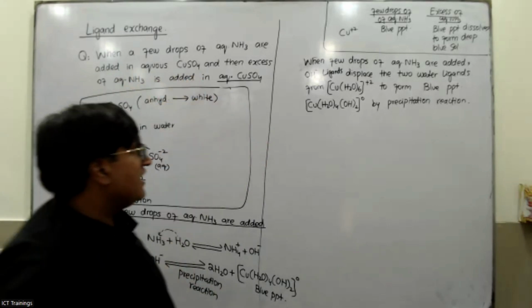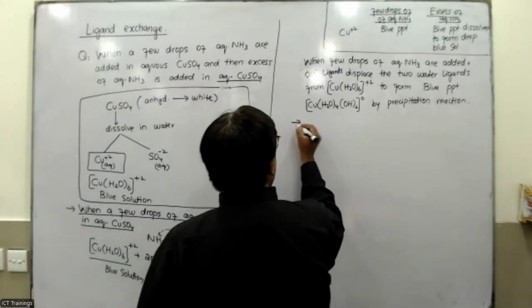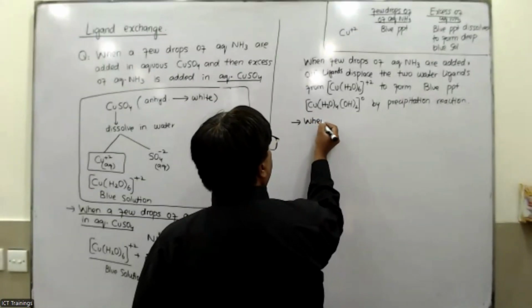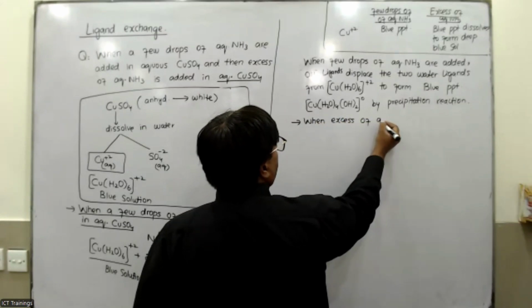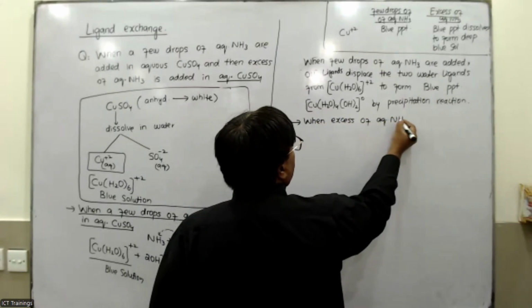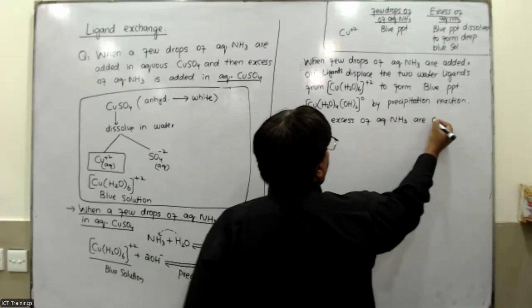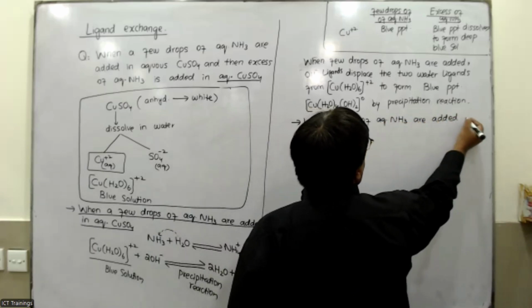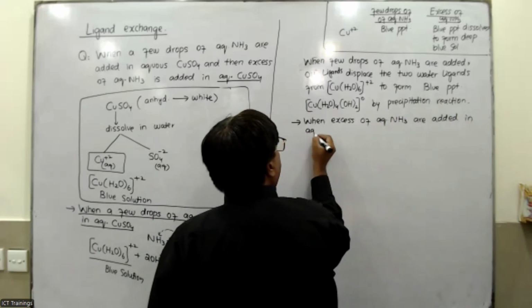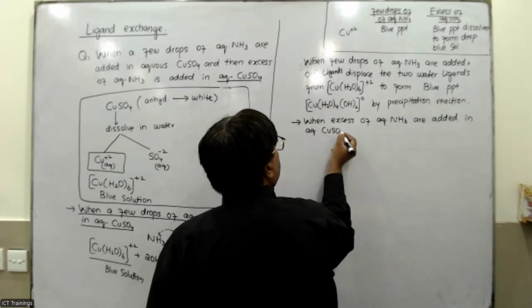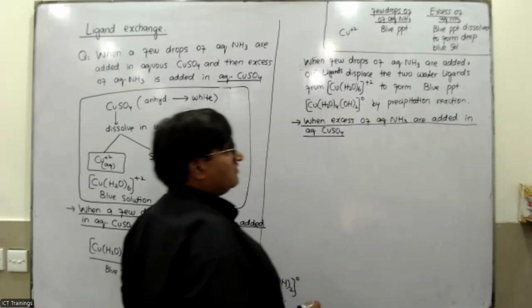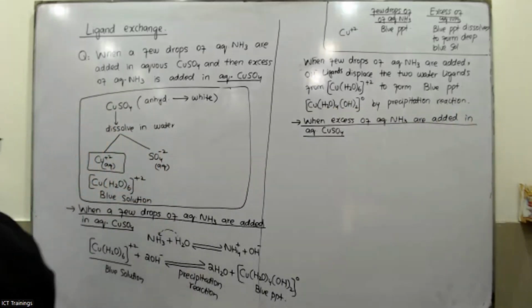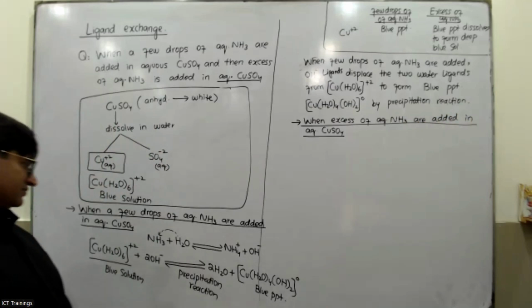Excess of aqueous ammonia added. So just have a look: when excess of aqueous ammonia is added in aqueous copper sulfate. So when excess of aqueous ammonia is added in aqueous copper sulfate, then what would happen?